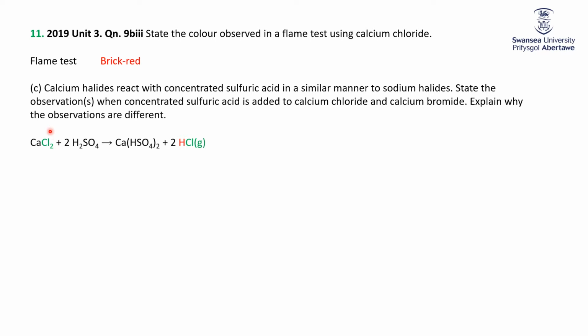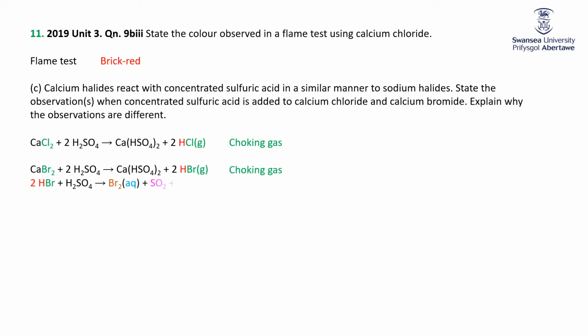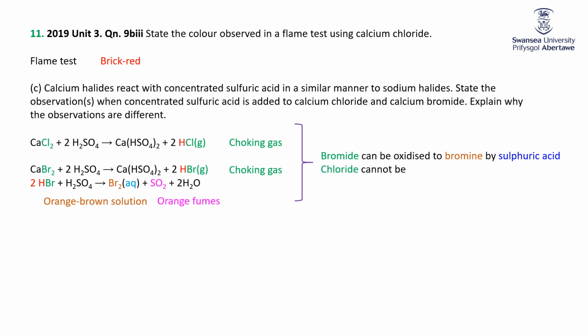Well, calcium chloride, we've seen this before, any chloride reacts with sulfuric acid to make HCl. And that is a nasty gas, okay, choking gas, but that's it. However, you take bromides reacting with sulfuric acid, you can again make the HBr in this case, which is a choking gas. But then HBr can be oxidized to bromine. Sulfuric acid can't oxidize chloride. It can oxidize bromide to bromine. So in this case, you get an orange-brown solution from the bromine water, and you get orange fumes from the SO2. Okay, so big difference between them. When you've got bromide in there, you make the orange-brown solution and the orange fumes. When you have chloride in there, you just get a choking gas.